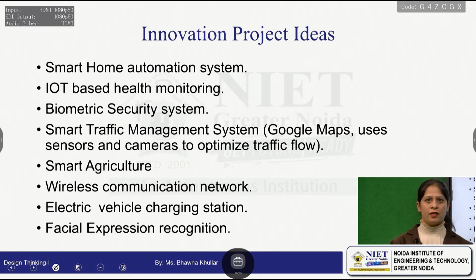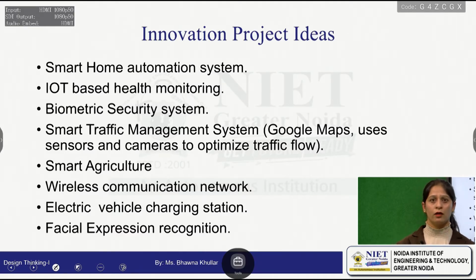Innovation product ideas. There are some innovation product ideas, that is smart home automation system. Yes, everyone knows that smart home and automation systems are available now. You can turn on the AC with Wi-Fi. Wi-Fi is available. It's also a part of smart home automation. When you are far from your home, you can turn on the AC by your mobile phone, by your Wi-Fi connection. It is innovation. IoT based health monitoring, biometric security system, smart traffic management system, Google Maps.